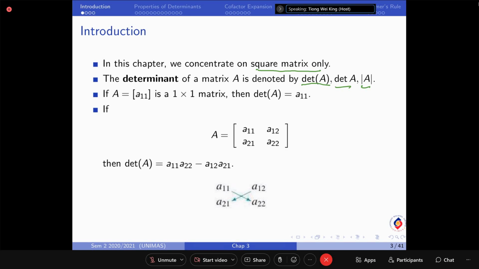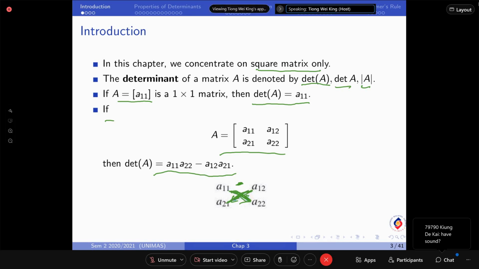Now if you only have a one by one matrix, A11 only, meaning only one entry, then the determinant is the entry itself, A11. If we have a 2 by 2 matrix, to find the determinant, this is the formula. It's A11 multiplied by A22, and then minus A12 multiplied by A21. So there's a minus sign here: this product minus this product.